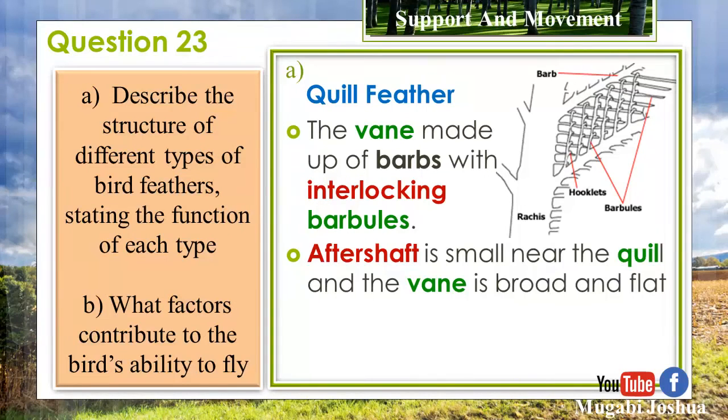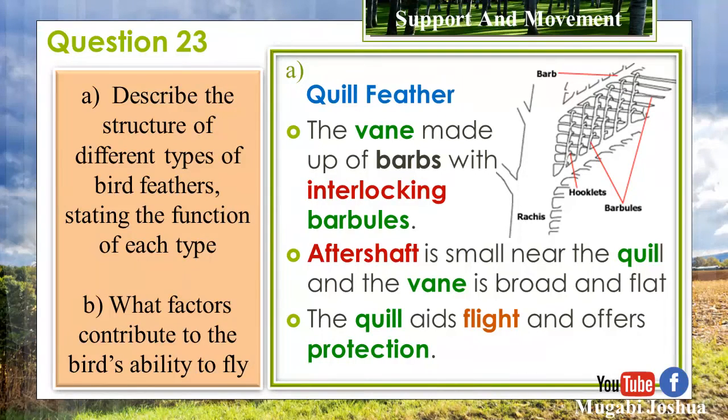You will see also that it has an aftershaft which is small and near the quill, and the vane is broad and flat. That is the quill feather. The quill feather aids in flight, and it also offers protection.